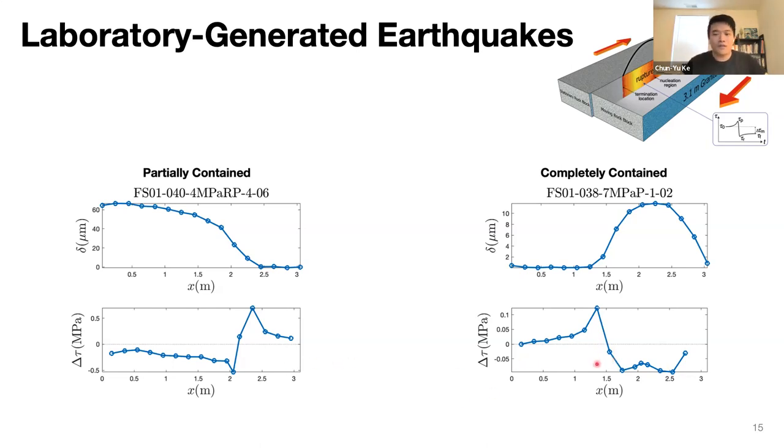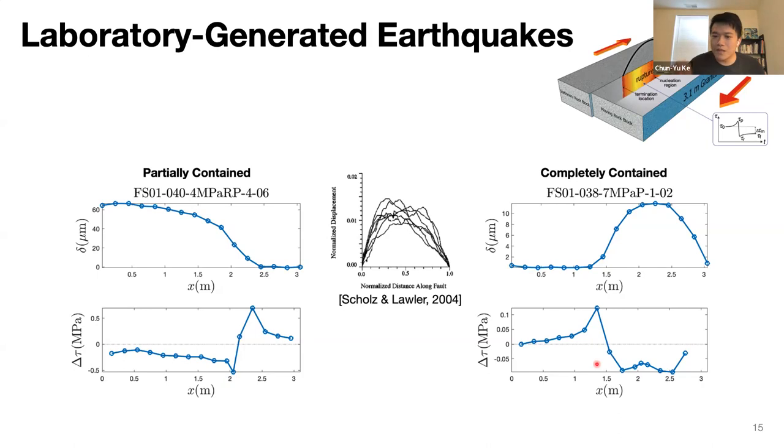Another important note is that our slip profile measurements also show a roughly linear taper at the edge of the rupture, similar to field observations. This somewhat hints at the friction breakdown zone from Cowie and Scholz 1992 and Scholz and Lawler 2004. I'll get back to the implication of this feature later.